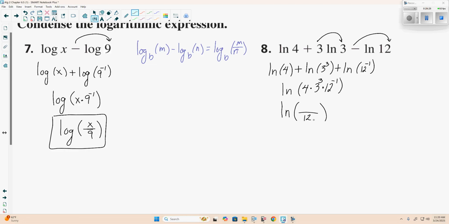Or if we simplified and fixed some of our exponents, 12 to the negative first power. To make that exponent positive, we have to move it from the top of the fraction to the bottom. On top, we still have our 4. Now our 3 to the third is 27. And when we do simplify that, we will get 9. Questions on this here?